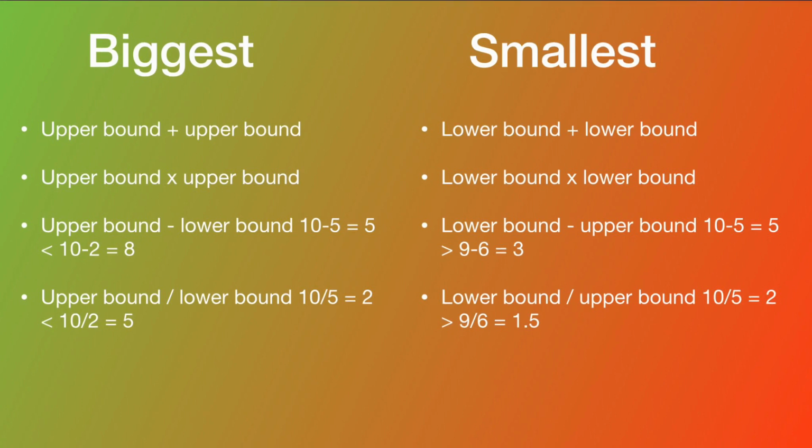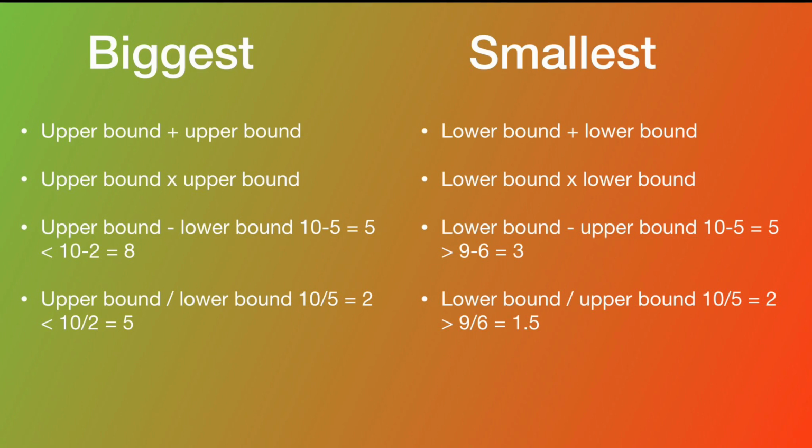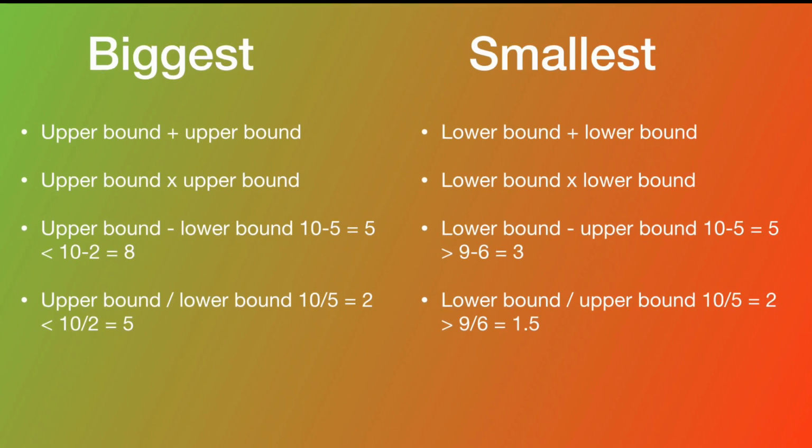The higher the number that's subtracted or divided by would give a smaller answer rather than a bigger one. As an example, 10 minus 2, which is 8, would give a higher number than 10 minus 5, which is 5. For finding the biggest value, rather than subtracting or dividing by an upper bound, we use lower bound to get the highest answer. The same goes for trying to find the smallest value. Instead of dividing or subtracting a lower bound by a lower bound in hopes of getting a smaller answer, we divide or subtract lower bound by an upper bound to give the smallest answer.